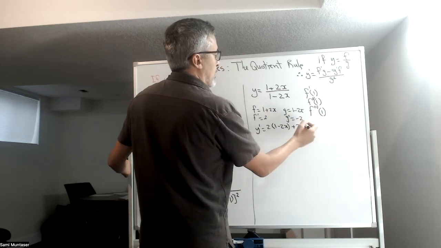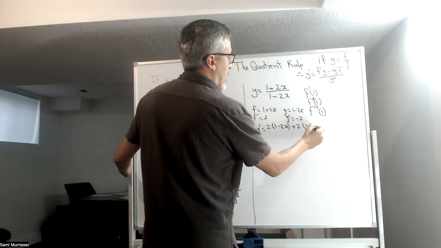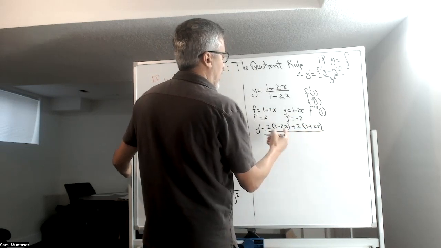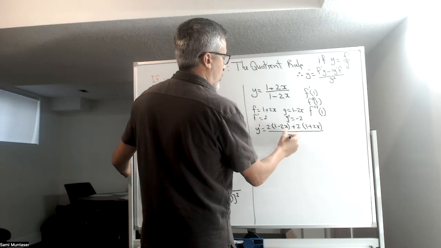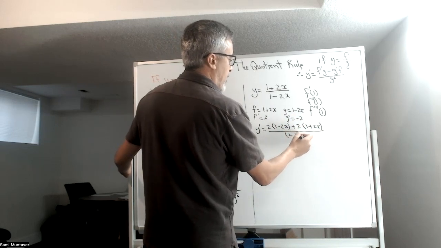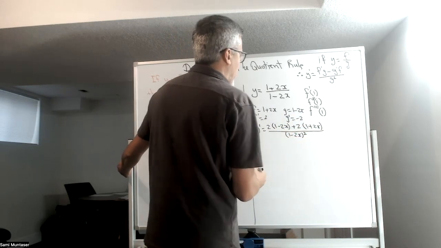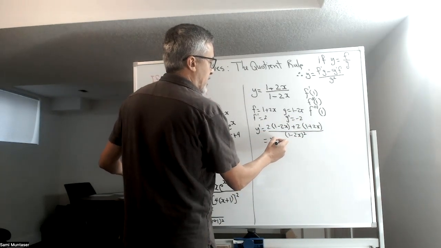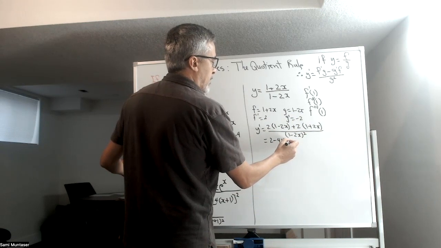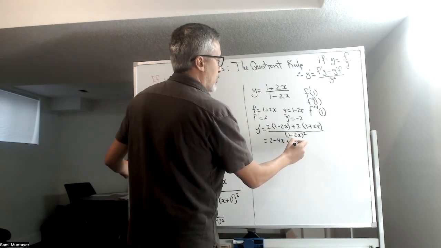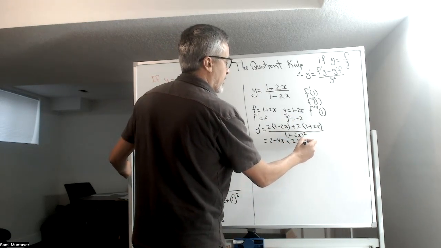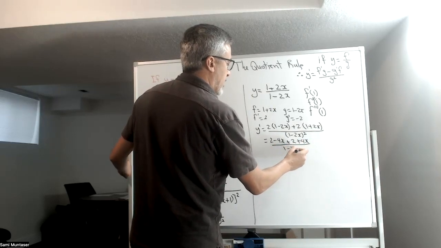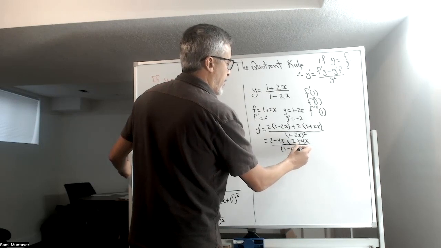And times f, which is 1 plus 2x, all over g squared, which is 1 minus 2x squared. Now I'm going to do some simplifying here. So that's going to be 2 minus 4x plus 2 plus 4x all over 1 minus 2x squared.